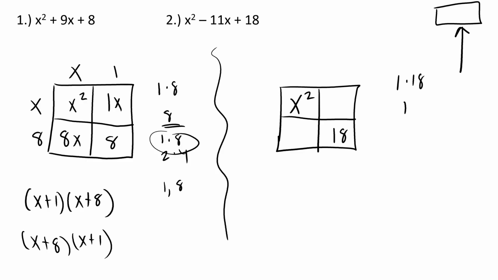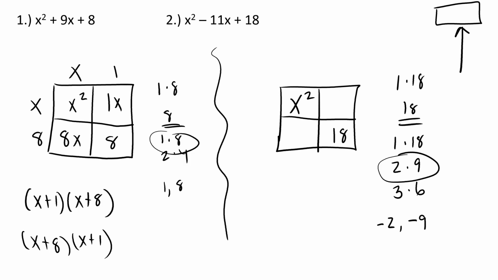1 times 18 is 18. And now we're looking for two factors of 18 that we can get to add up to negative 11. So we could have 1 times 18, 2 times 9, 3 times 6, and I think that's all we've got. The 2 and the 9 is my combination that can give me an 11, and I need them to add up to negative 11, which means I need a negative 2 and a negative 9. Double checking, negative 2 times negative 9, and a negative times a negative will give me a positive. Negative 2 plus negative 9 is negative 11.